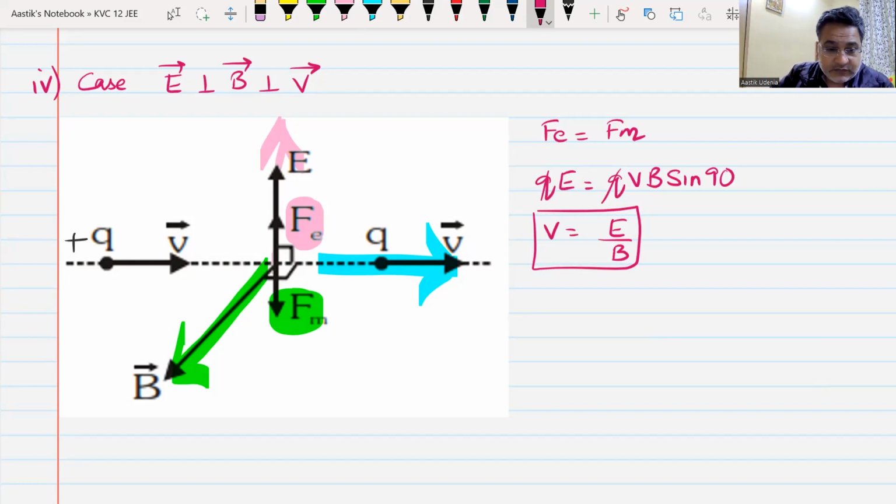Yes, sir. Everyone understands this special case? Sir. Pakka, sir? Sir. I'll give you 2 minutes to note it down.